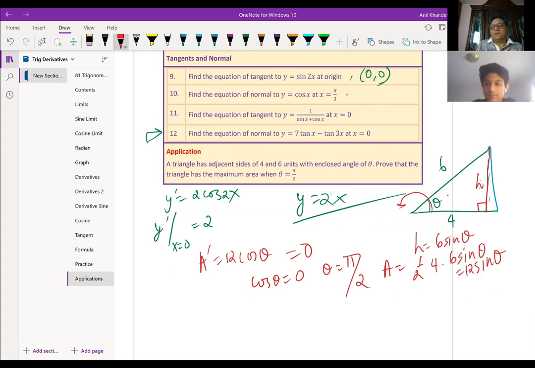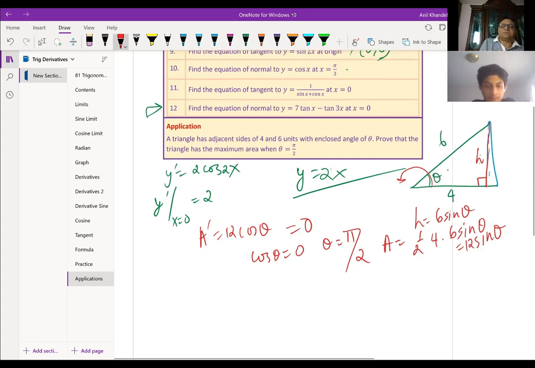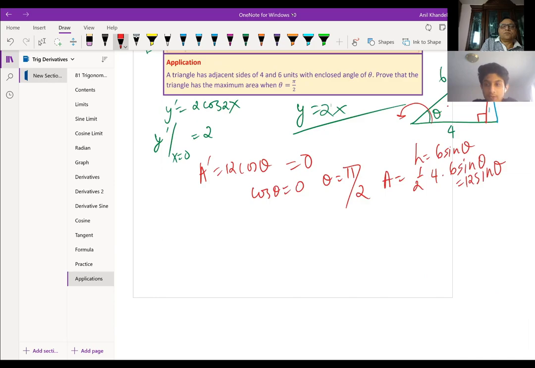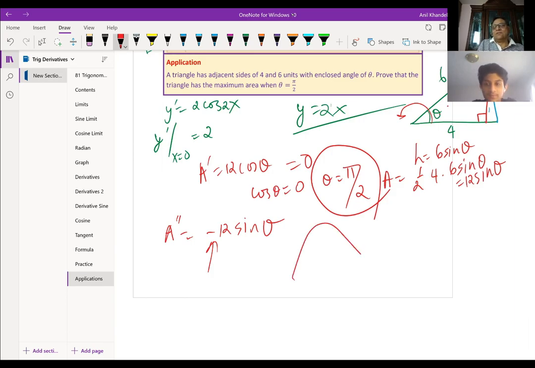Find the second derivative to show that this is going to be maximum area. What is the second derivative for this function? Sir, it would be minus 12 sine theta. Correct. So for that angle pi by 2, it is going to be negative 12. So since it is negative, the graph is concave down, so that is how you can prove that this is the maximum area. Is it clear to you? Yes, sir. Clear.